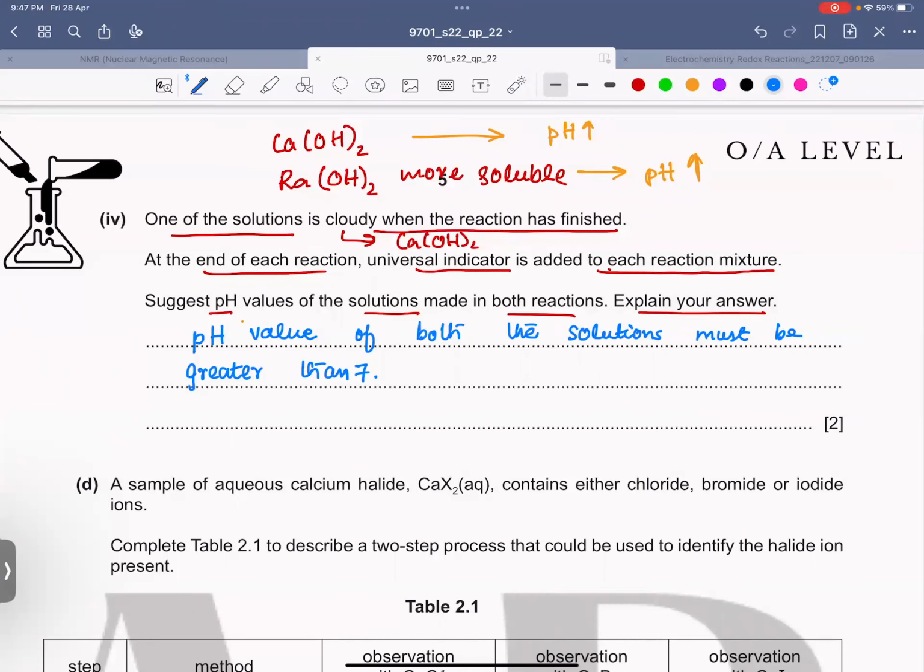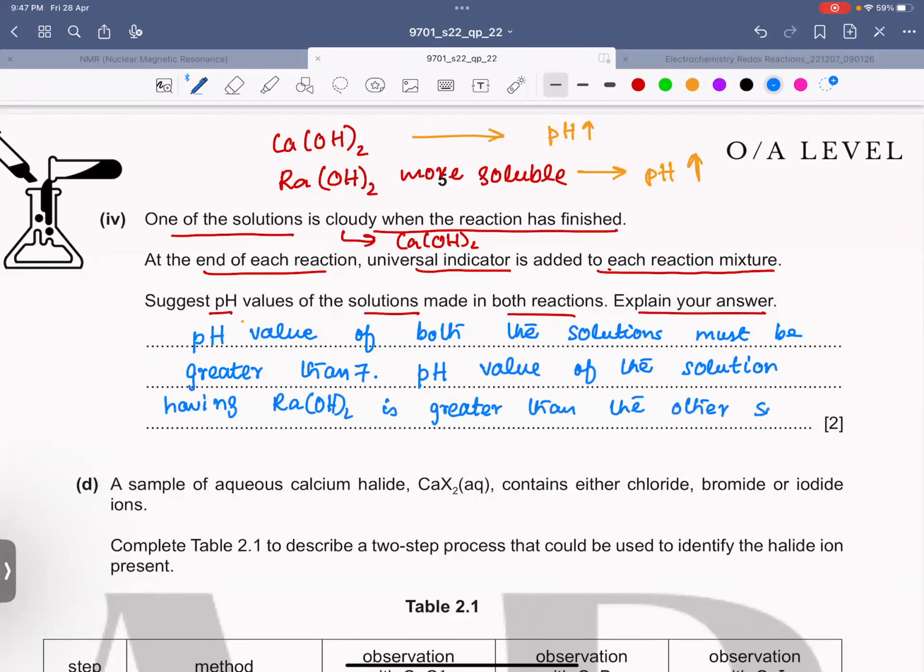And then the second point, we can say that the pH value of the solution having radium hydroxide is greater than the other solution. Is this understandable, the second point?